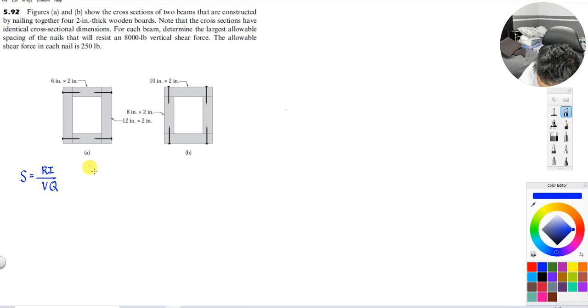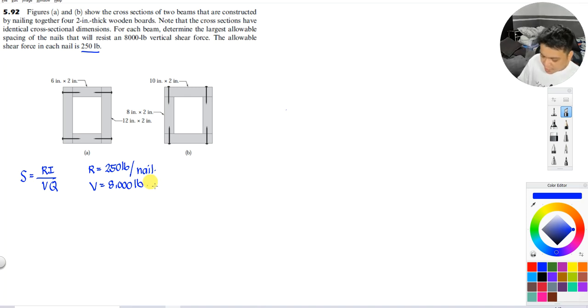Okay? So, we have now the R already given. So, meron daw siyang allowable shear force. Shear force na yung given. So, that's already the 250 pounds. Again, per nail. Okay? Per nail ha? Per shearing area ng nail. Okay? So, meron na rin akong V na binigay. So, that's around 8,000 pounds. Okay? Ang wala na lang ako is the I and then the Q.